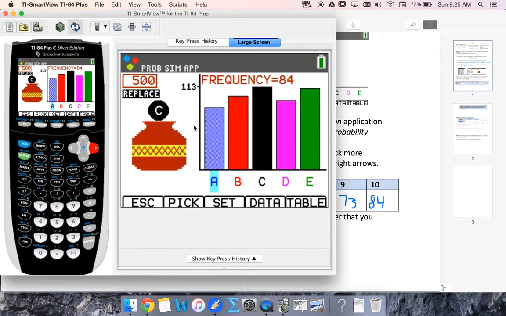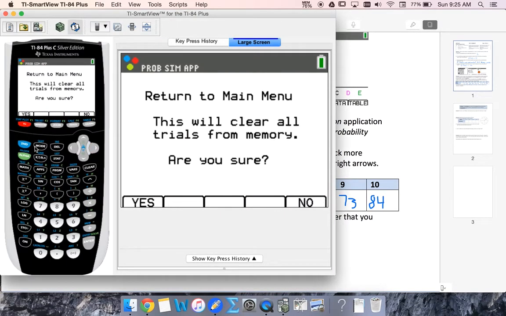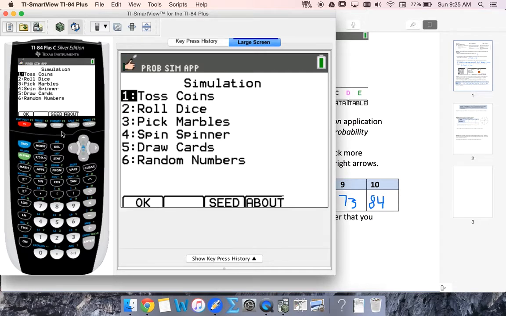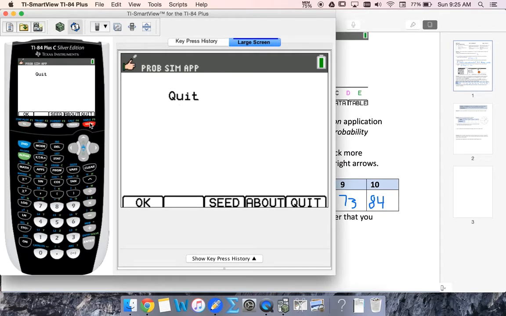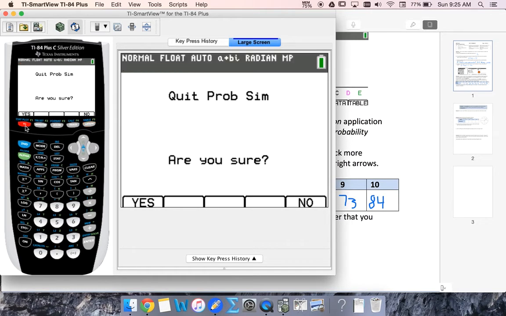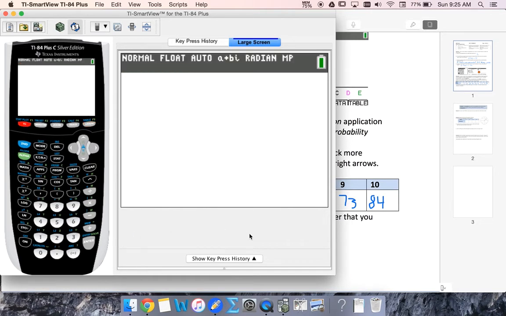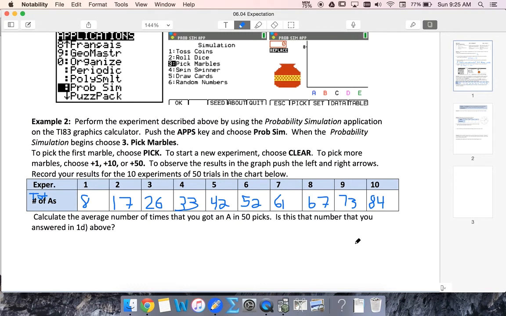So let's come back to our calculator. Escape out of here. Yes, that's okay. Quit. Yes, we're sure. All right, so we ended up with 84 out of 500 picks. And of course, your numbers are going to be different for your simulation. Maybe yours is going to be closer to the 10 that we expected.